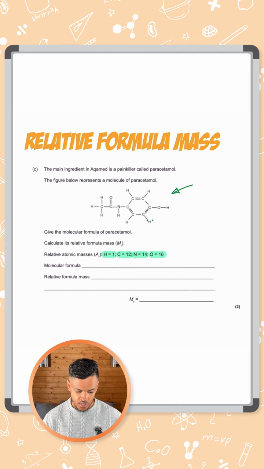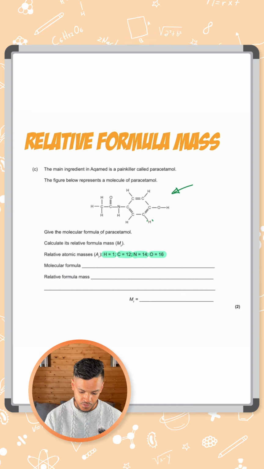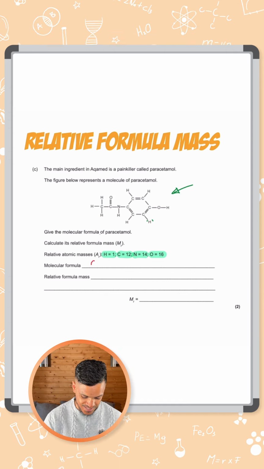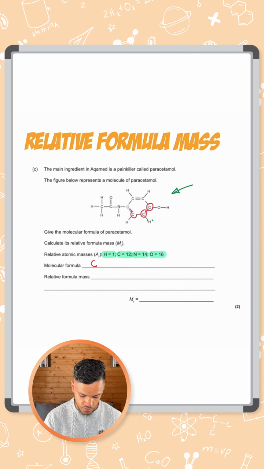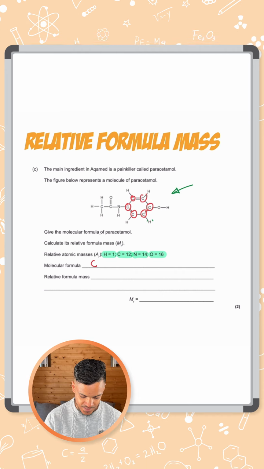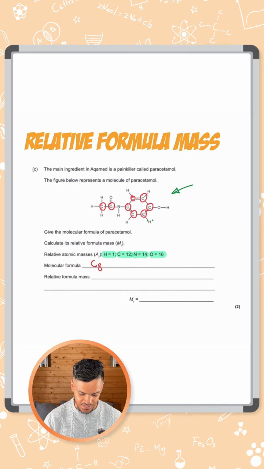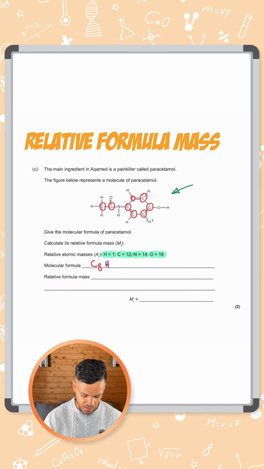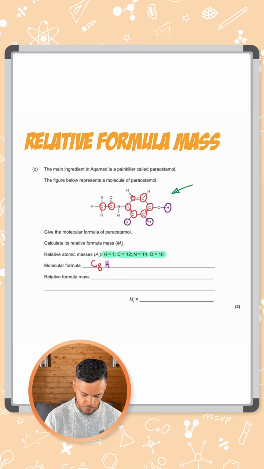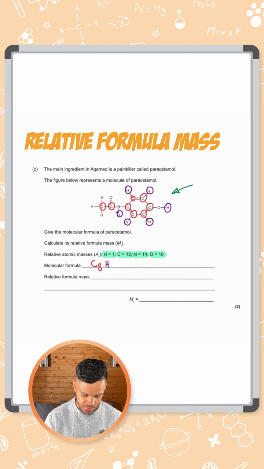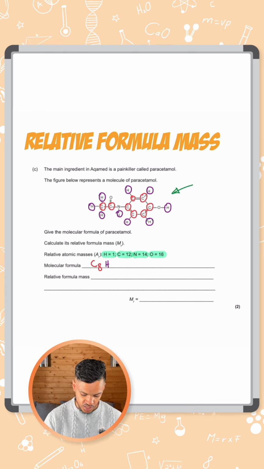This is quite straightforward. All we need to do is count up how many of each element there are in the molecule. So let's start off with carbon. So C something, a number after it. Let's find out how many carbons there are. 1, 2, 3, 4, 5, 6, 7, 8 carbons there. So that's going to start off as C8. Next, let's look at the H's. How many H's are there in this molecule? We've got 1, 2, 3, 4, 5, 6, 7, 8, 9 H's. So that's going to be C8H9.